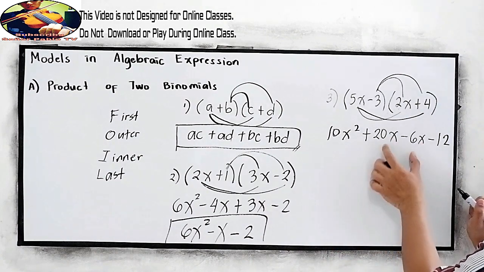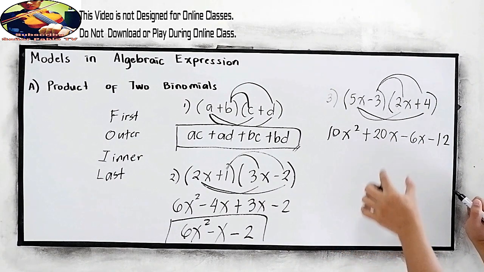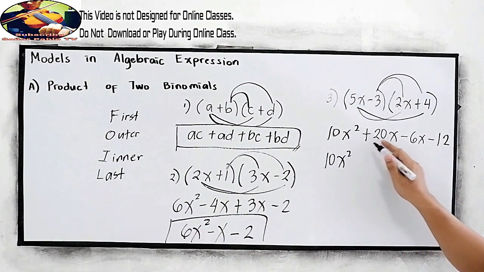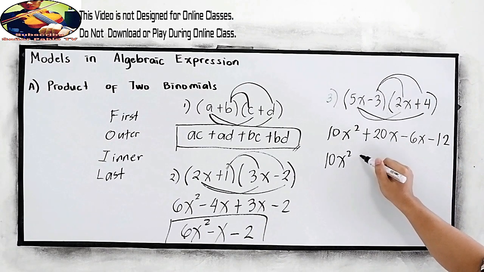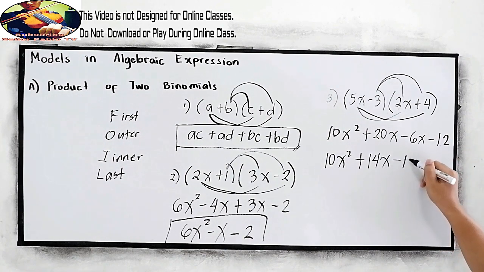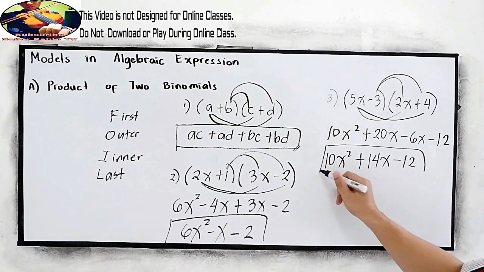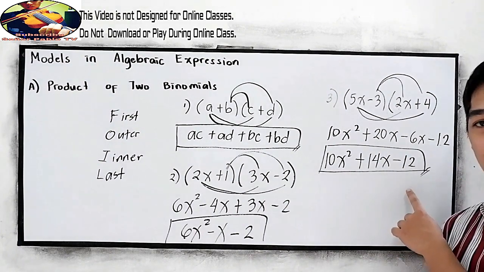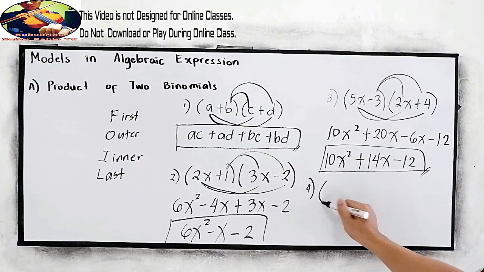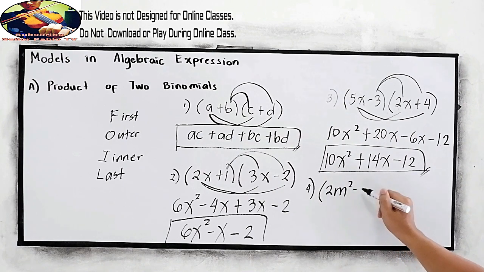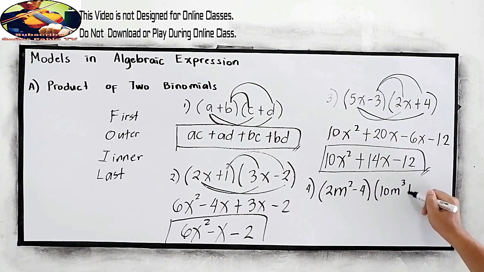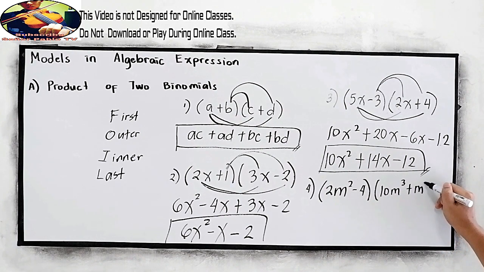Combine like terms. So notice that our like terms is located in our middle terms. So just copy 10x squared, 20x minus 6x, that is positive 14x, and copy the constant minus 12. Constant term. Okay. Did you get the same answer? Now our last example, number 4. What if we have 2m squared minus 4 times 10m cubed plus m squared?